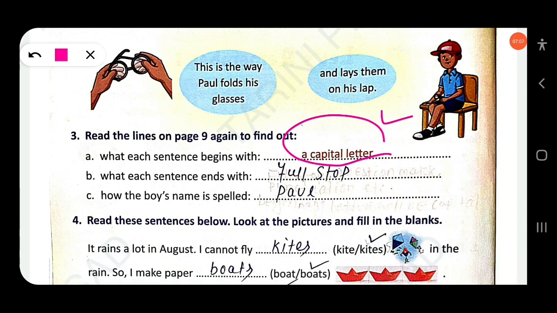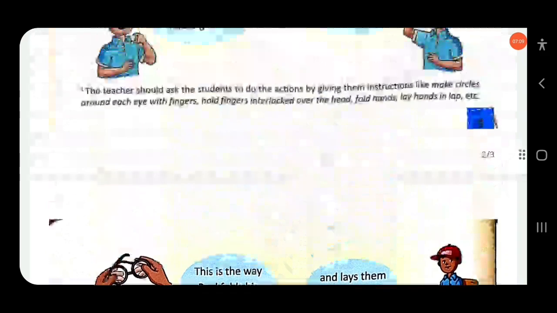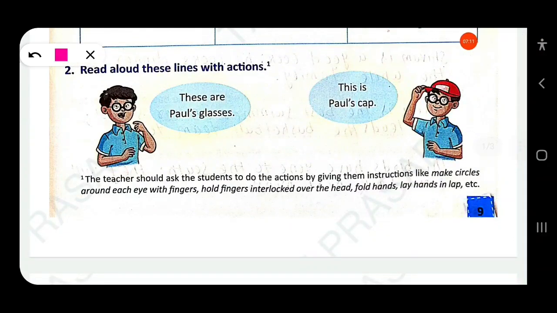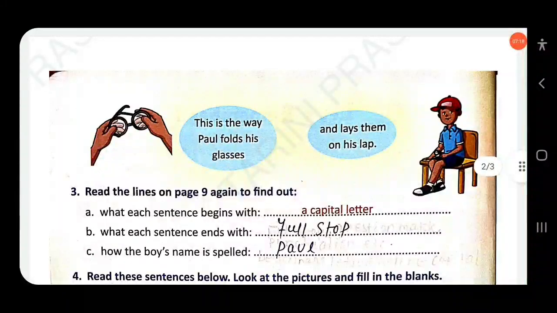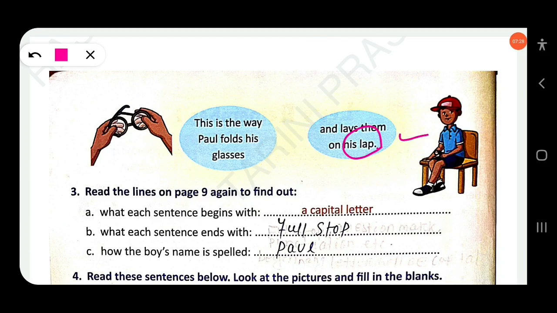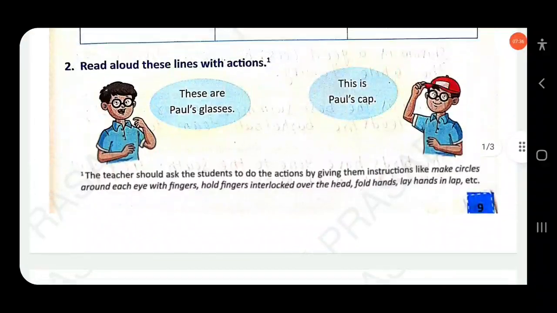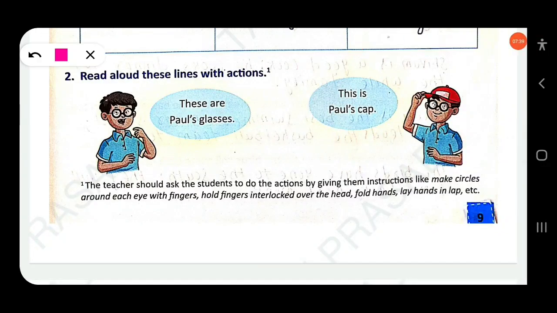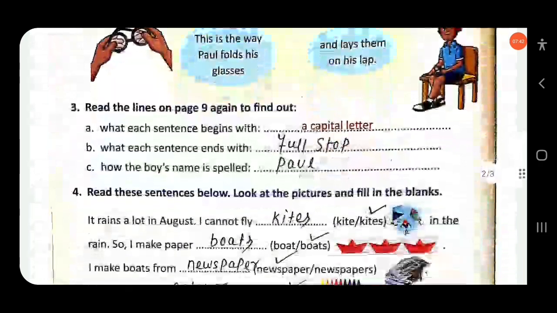Okay, what each sentence ends with. Yes, so here the sentence ends with a full stop. Okay, and here also. Okay, full stop. What each sentence ends with. Yes, full stop. And how the boy's name is spelled. The boy's name, Paul. Okay, here you have to write Paul.